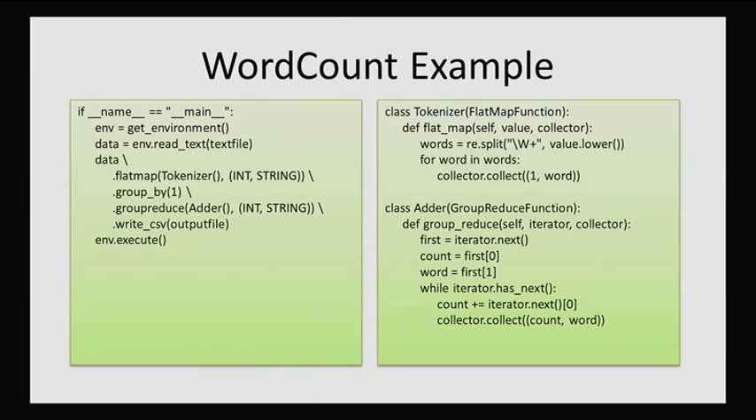So what the tokenizer does, it splits the line into several words and collects them each with an initial count. We then group the data based on the words, so we partition the resulting data and apply a reduce function to each group separately that sums up the words and then writes the data to a CSV file. The call to execute, as the name implies, starts the plan. So after the call to read text, data does not contain any data. It is just an abstract representation of the data that will exist once the program is executed.